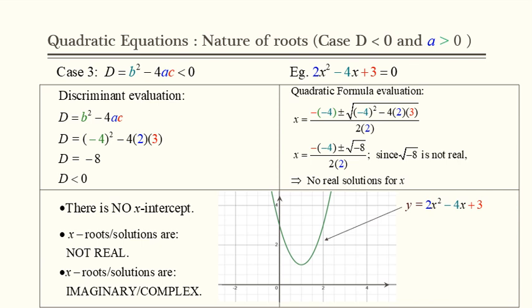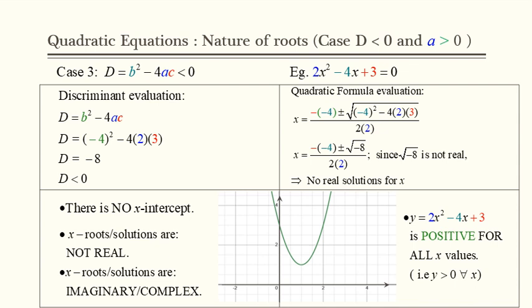We say that the solutions to this equation are not real. The solutions are imaginary or complex. We also see that the function y equals 2x squared minus 4x plus 3 is positive for all values of x.